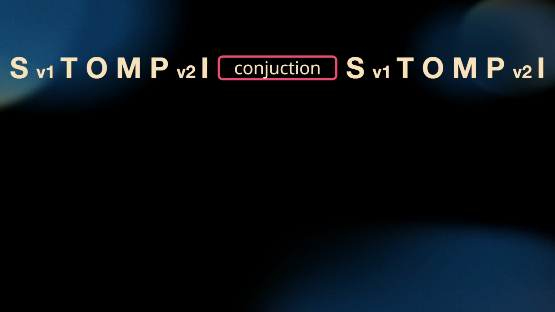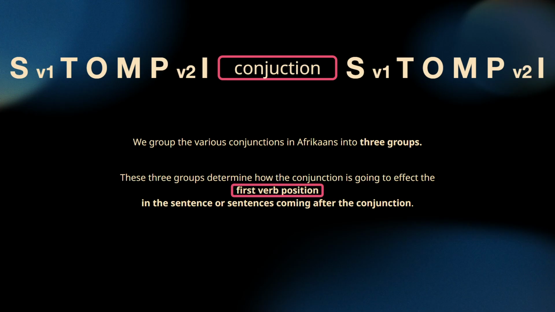We're going to teach you everything you need to know about conjunctions. Conjunctions in Afrikaans work very similar to every other language, where we put one in between two sentences to join them to make a single sentence, which is known as a complex sentence because it's made up of more than one sentence. We group various conjunctions in Afrikaans into three different groups because they affect the first verb position in the sentence coming after the conjunction in different ways.